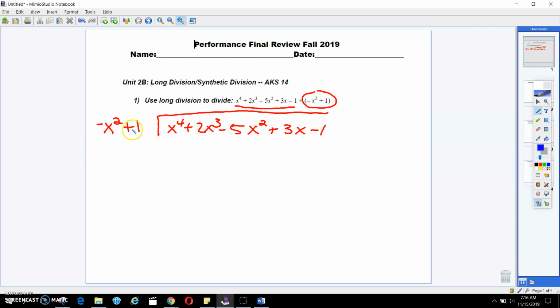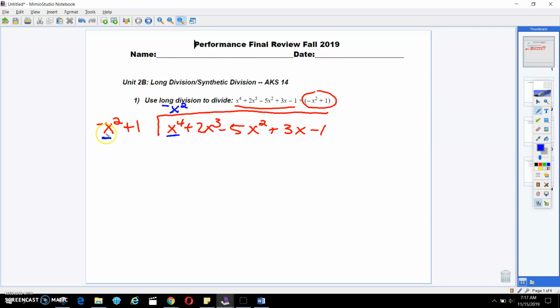Anyways, when you do long division, you're going to ask yourself, how many times does this go into this? Or you're going to say x to the fourth divided by negative x squared. If I ask myself that question, I'm going to get negative x squared. So you're essentially dividing what's on the outside by what's on the inside, and it's just that first term.